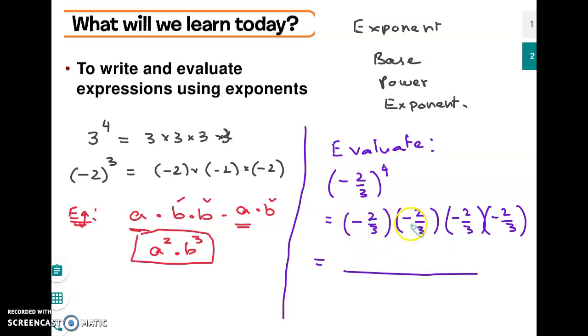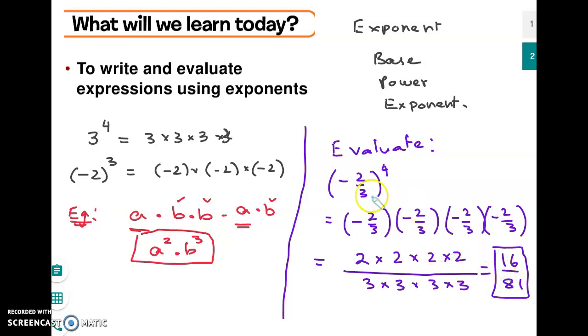One more thing is that we can multiply the signs first. Negative times negative is positive, positive times negative is negative, negative times positive is negative, negative times negative is a positive. So we're going to put it together, which is positive, and then I can multiply all the numerator values, which you can write as 2 times 2 times 2 times 2, and the denominator 3 times 3 times 3 times 3. Since the 4 negatives we have, it becomes a positive. If I multiply all these, I get 16 over 81. So when I evaluate the question, this is my answer. Negative 2 over 3 to the 4th exponent gives 16 over 81.